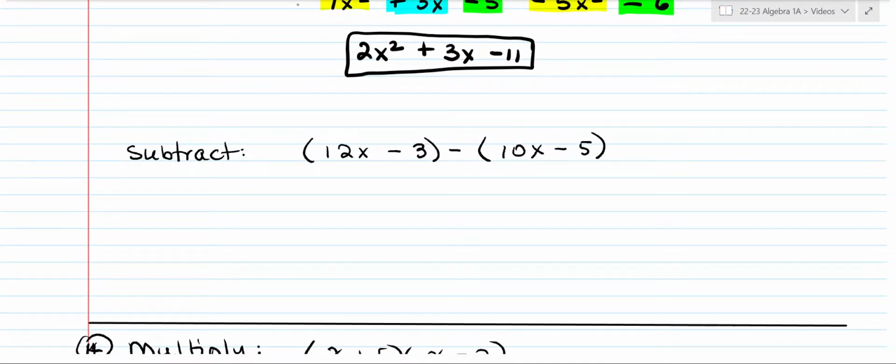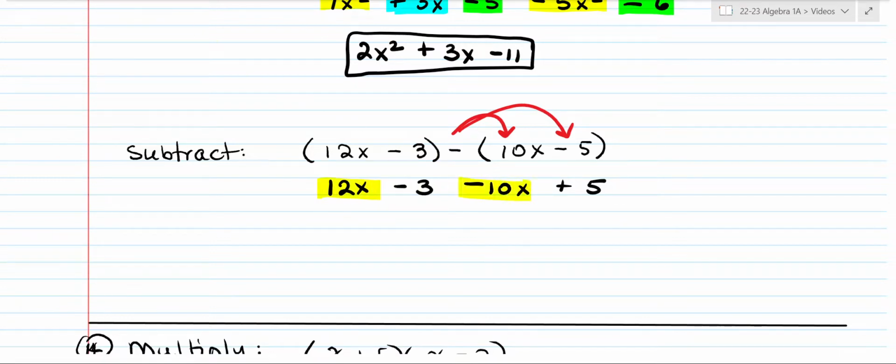Okay, same thing, it's subtraction, so you need to distribute the negative sign. So you have 12x minus 3 minus 10x plus 5. And then find like terms. So 12 minus 10 is 2, so this is 2x. Negative 3 plus 5 is plus 2.